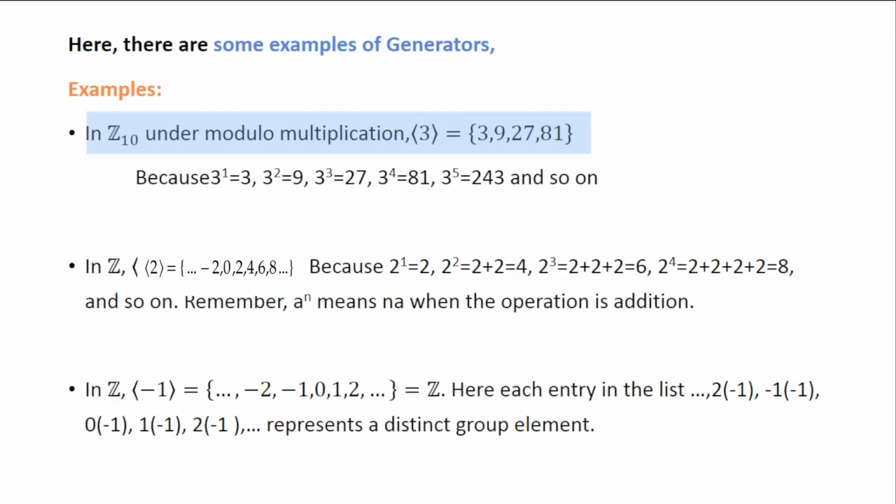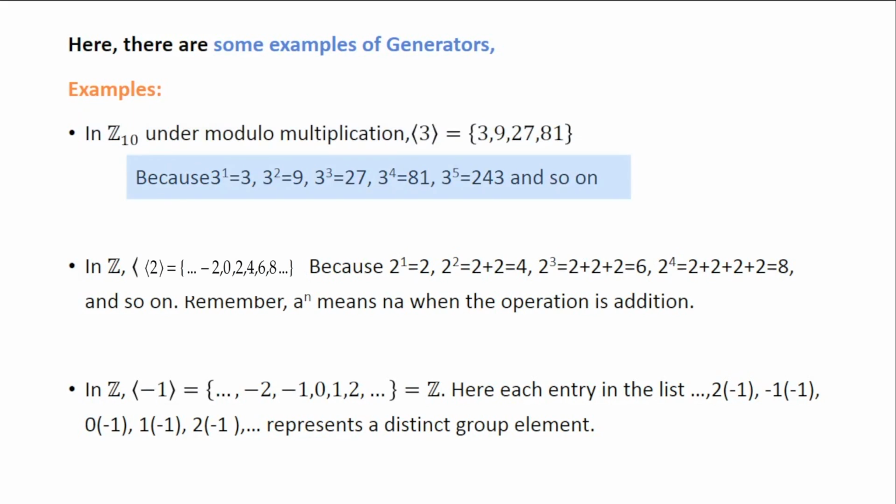Here, there are some examples of generators. Let us see them one by one. In the integers Z of 10 under modulo multiplication, ⟨3⟩ is equivalent to 3, 9, 27, 81 and so on, because 3 to the power 1 is 3, 3 to the power 2 is 9, 3 to the power 3 is 27, 3 to the power 4 is 81, and 3 to the power 5 is 243 and so on.